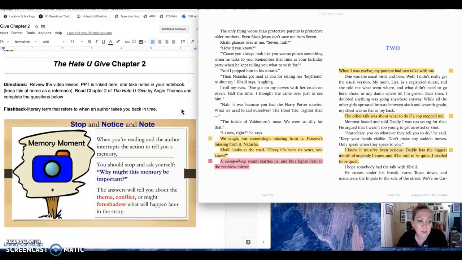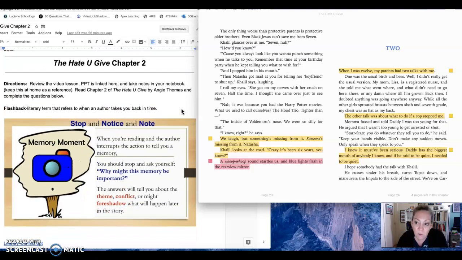All right, so here we go. We're going to use the memory moment to create meaning out of chapter 2 and to hopefully help us identify the literary conflict. Again, you've already watched the video lesson on conflict before you watch this one, and you've already reviewed what a memory moment is. Okay, so here we are.